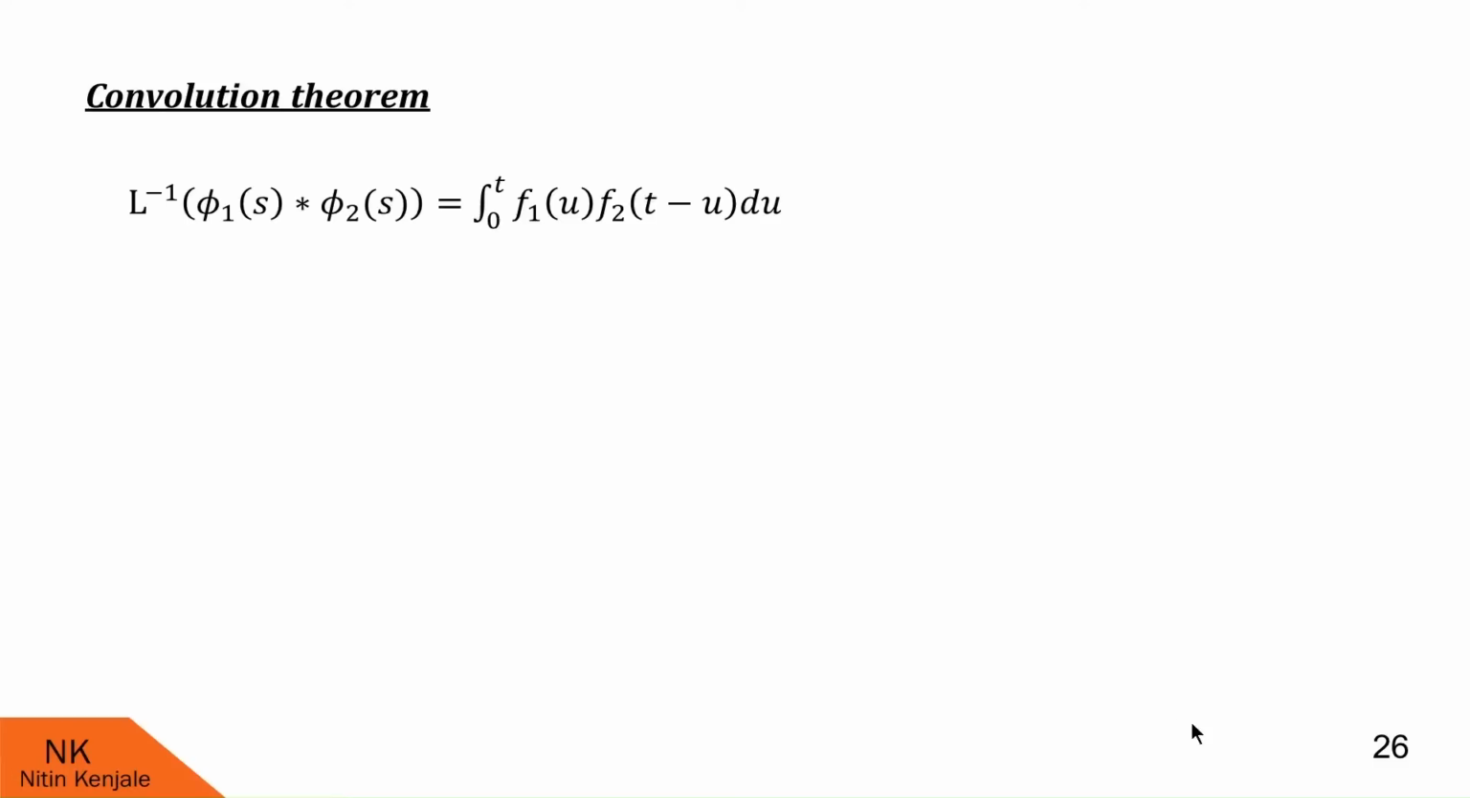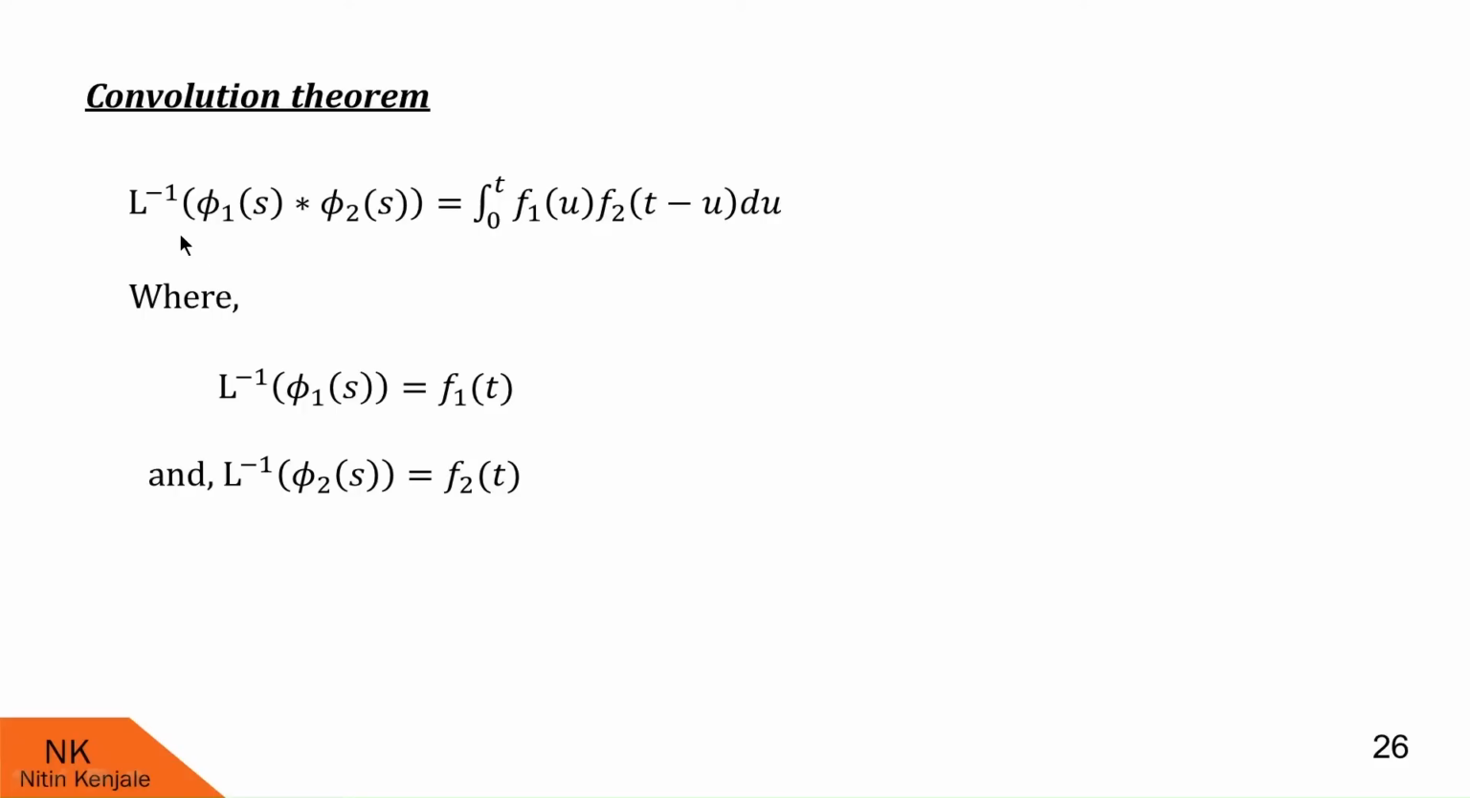Convolution theorem states that L inverse of phi 1s into phi 2s is given by integral of f1u into f2t minus u du over the limit 0 to t, where f1u is inverse Laplace transform of phi 1s and f2 is inverse Laplace transform of phi 2.